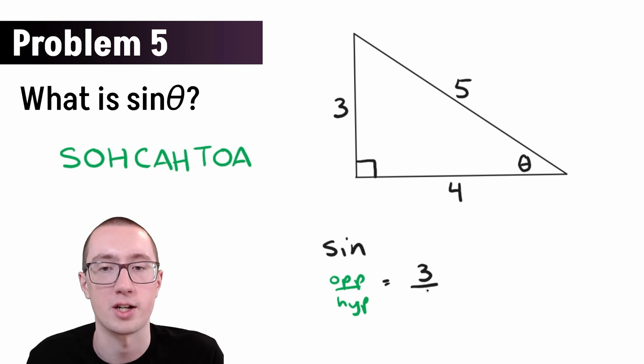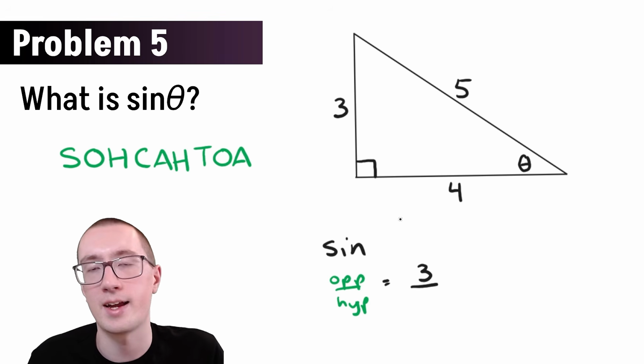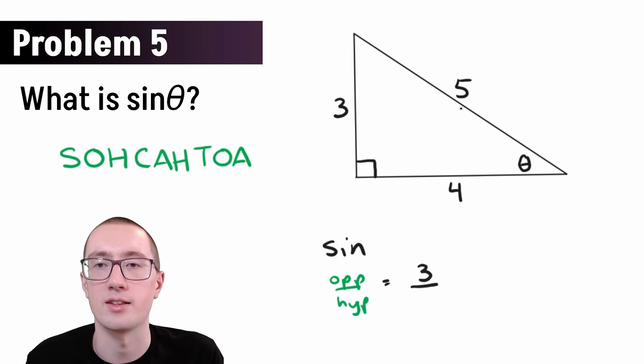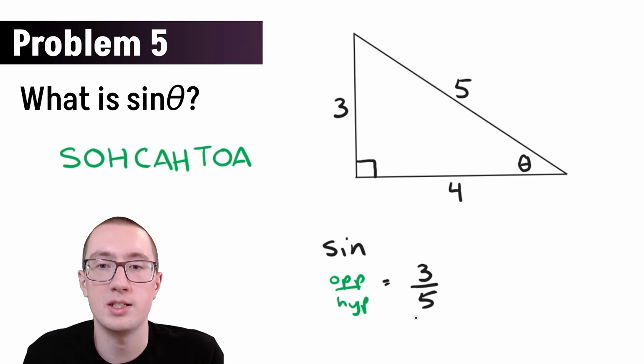That's going to be the top of our fraction. And then the hypotenuse is the diagonal side. It's the longest side. And the longest side is 5. So 5 is going to go at the bottom of the fraction. And that's it. The sine of this angle is 3 over 5.